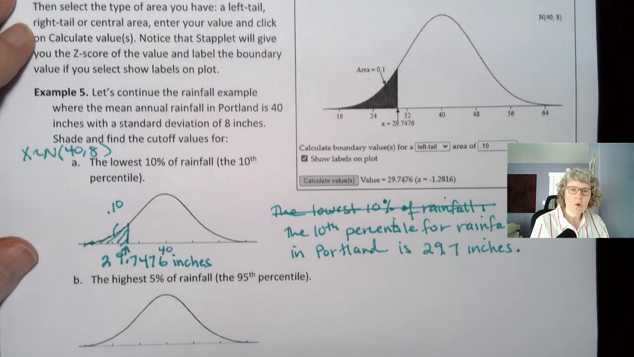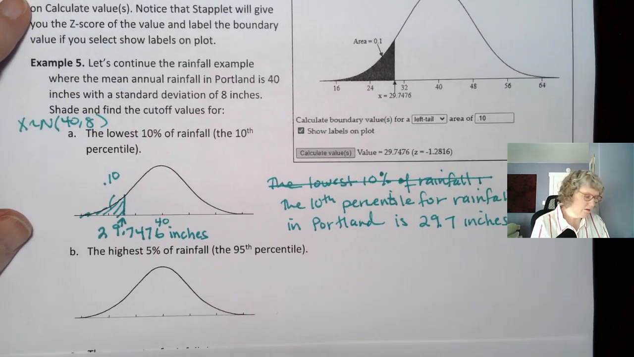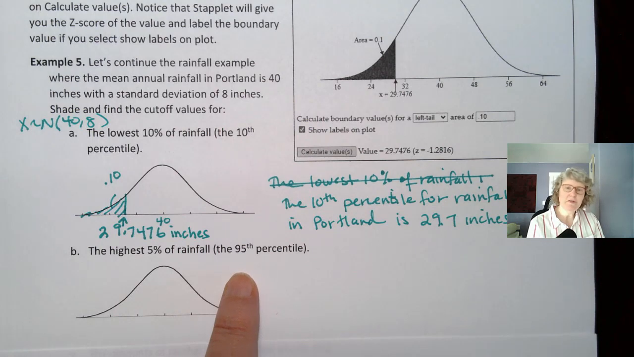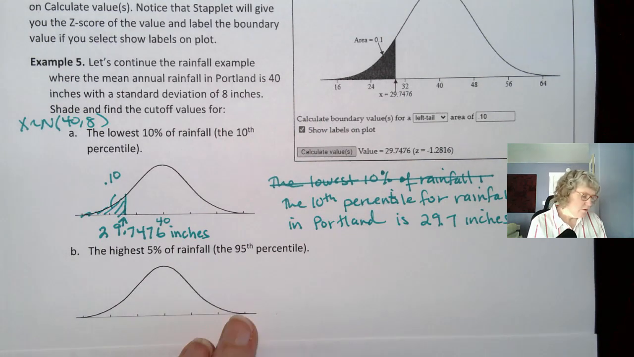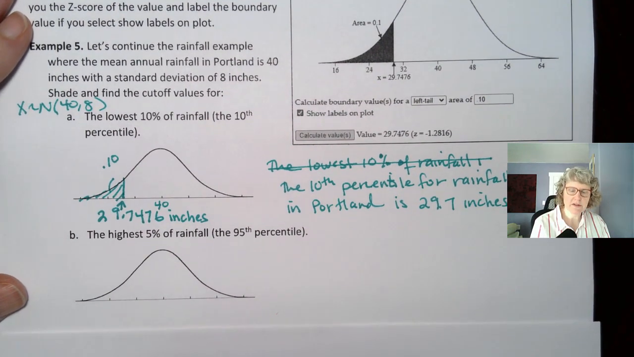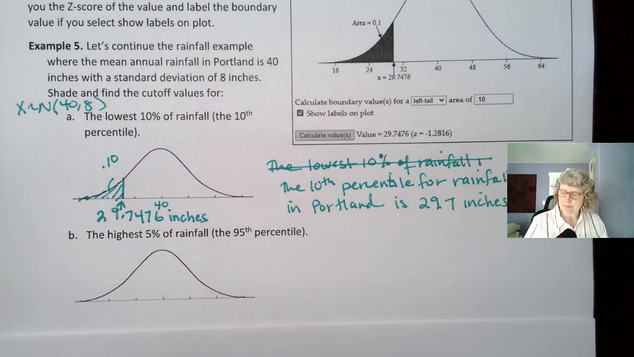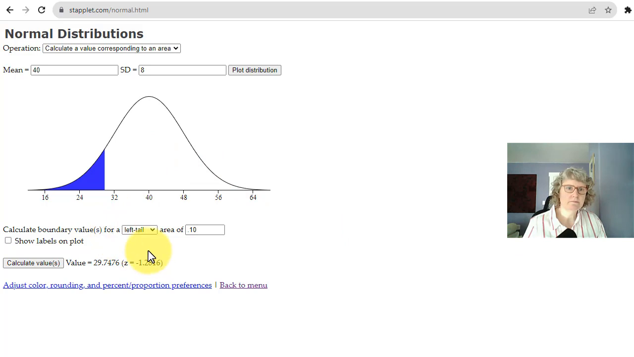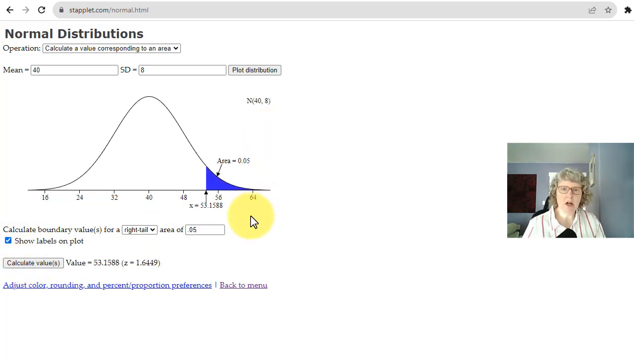Okay, two more. We've got the highest 5%. So this would correspond to the 95th percentile, right? Because percentile is always to the left or below. So 5% above corresponds to 95% below, since the area has to be 100%. Okay, so let's go ahead and put this in Statlet. This will be a right tail of 0.05. Oh, and I can click on Show Labels on Plot as well.